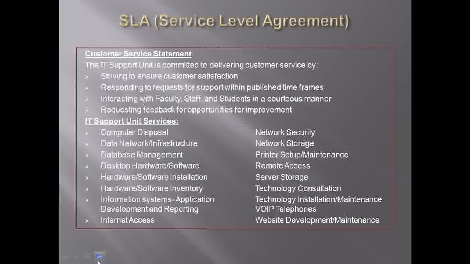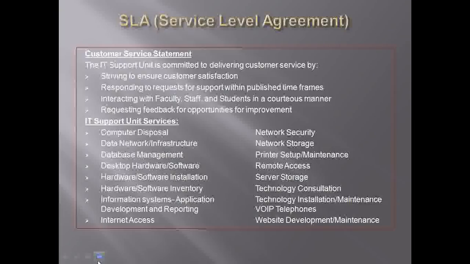For the SLA, or Service Level Agreement, it's simply a document describing the level of service expected by a customer from a supplier, which lays out the metrics by which that service is measured, and the remedies or penalties, if any, should the agreed upon levels not be achieved. And from the customer service statement, the IT support unit is committed to delivering customer service by striving to ensure customer satisfaction, responding to requests for support within published time frames, interacting with faculty, staff, and students in a courteous manner, and requesting feedback for opportunities for improvement.